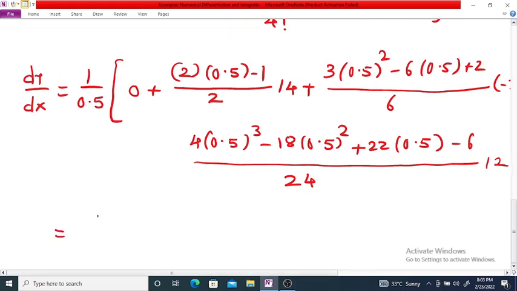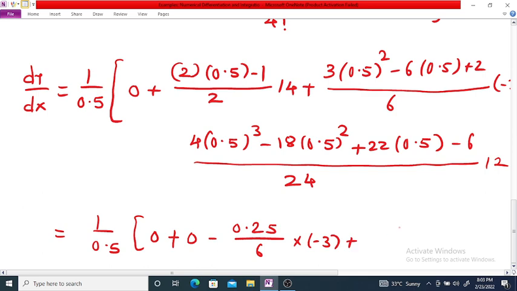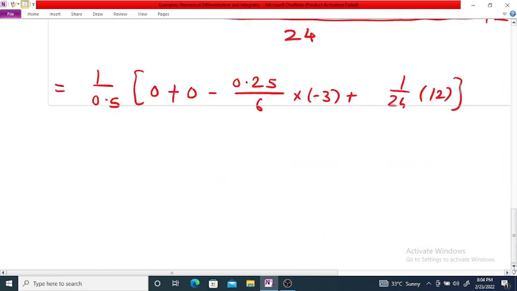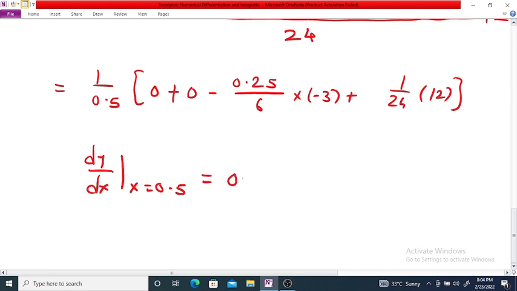1 divided by 0.5 is equal to 0. Now here 2 into 0.5 is 1, 1 minus 1 is 0, so the second term is also 0. The next term is minus 0.25 divided by 6, and if you simplify, you get minus 3. The next term is 1 by 24 into 12. So if you simplify this, we get 0.625. The answer is: dy by dx at x is equal to 0.5 is equal to 0.625.